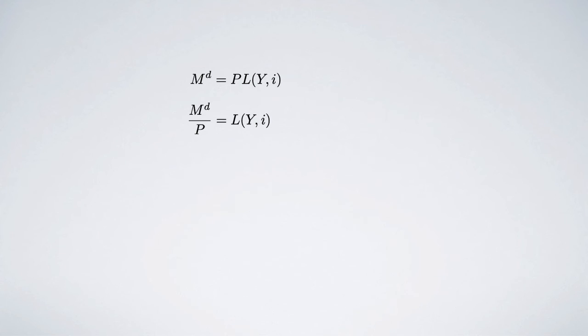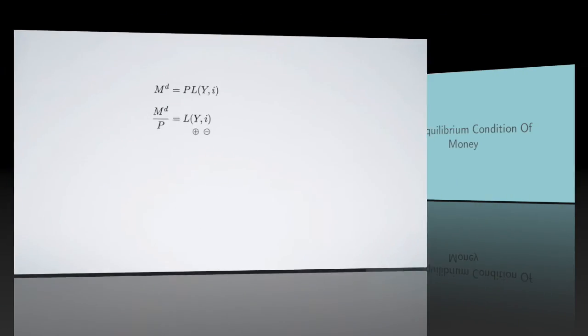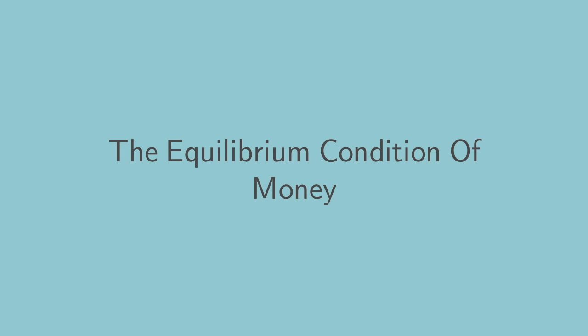So it's also based on what we learned in the past, real money demand is positively related to output Y, and it is negatively related to interest rate I. Now we want to learn the equilibrium condition of money.